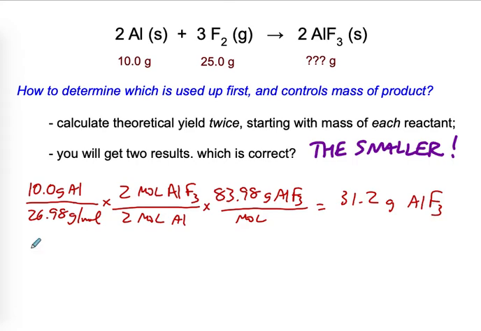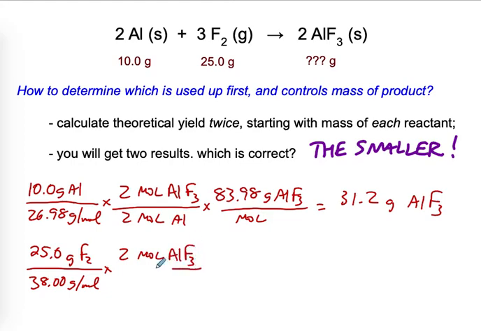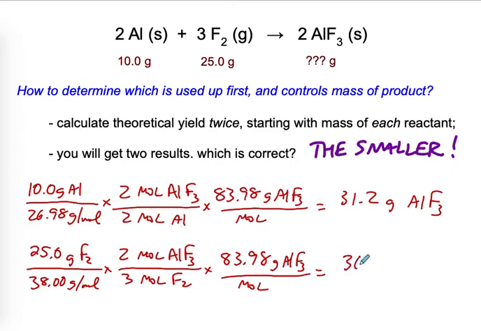But I'll repeat the calculation, now starting with the mass of the other reactant, 25.0 grams of fluorine. So I'll convert from grams to moles by dividing by the molar mass, and I will multiply by the mole ratio. 2 moles of aluminum fluoride expected for every 3 moles of fluorine times the molar mass of aluminum fluoride, 83.99 grams per mole, to give me 36.8 grams of aluminum fluoride.